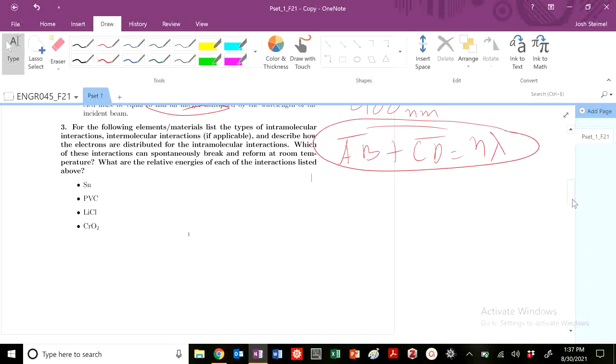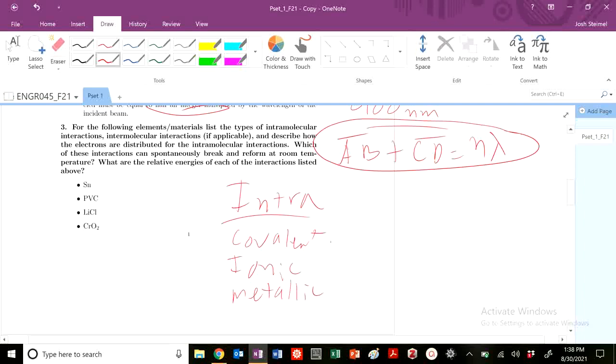For the following materials, list the types of intramolecular interactions, and describe how electrons are distributed. For intermolecular interactions, which of these interactions form spontaneously? What are the relative energies of each interaction? So again, intra, we know that those are covalent, those are ionic, and those are metallic.